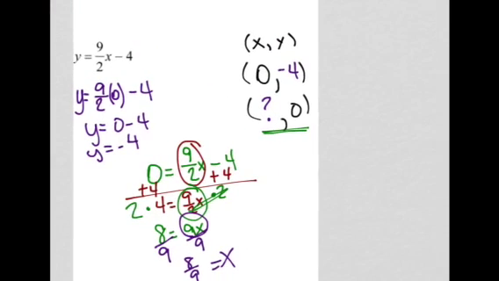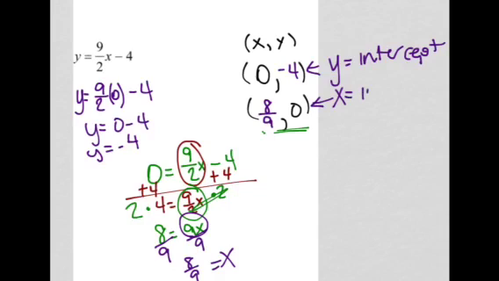So up here, where my question mark is, I know that when y is 0, x will be 8 over 9, which means you're not quite at 1, but you're really, really close to the 1. Then I'm done. This tells me my y-intercept, and this tells me my x-intercept.